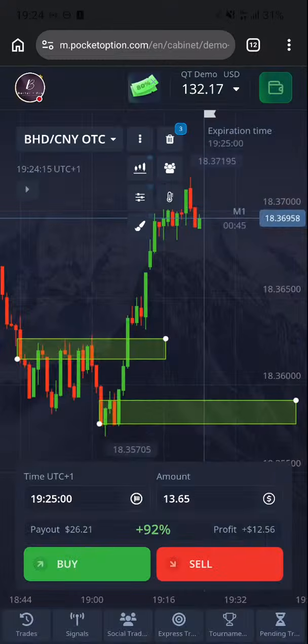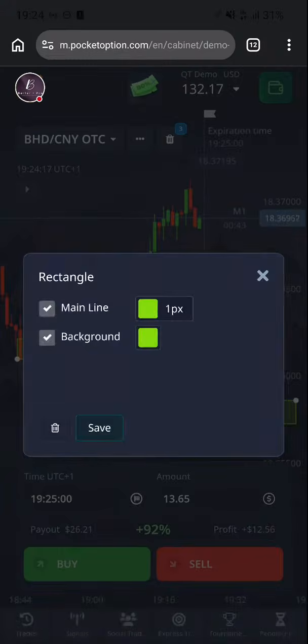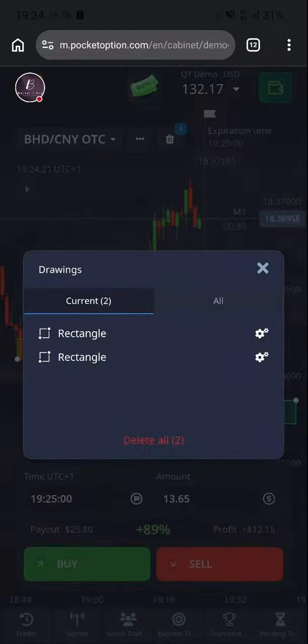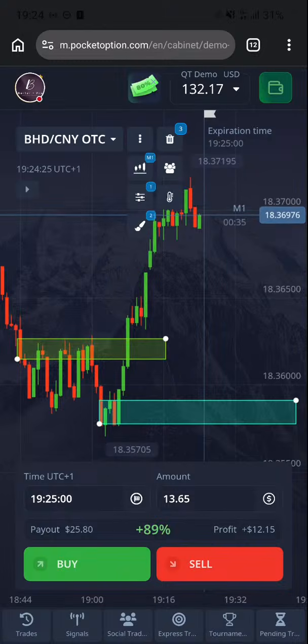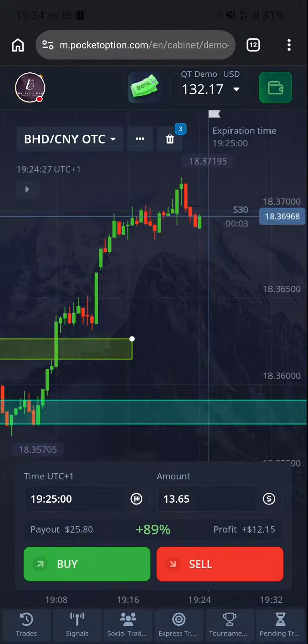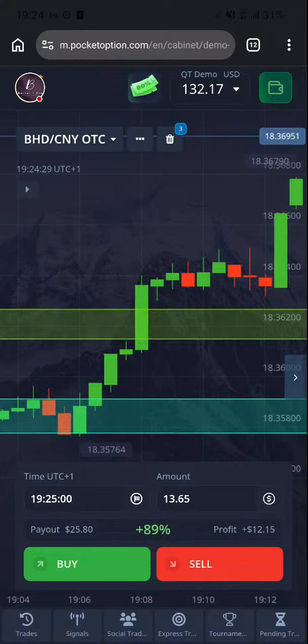Okay, let me mark all the entries quickly. We have the buyers here. This is a demand area down here. We have buyers here. Let me check if we have a decision point before this demand area.